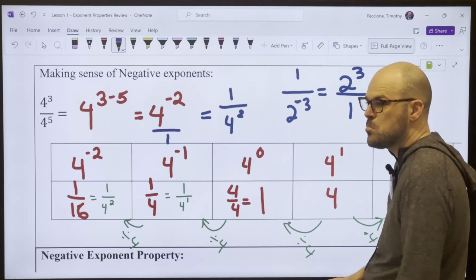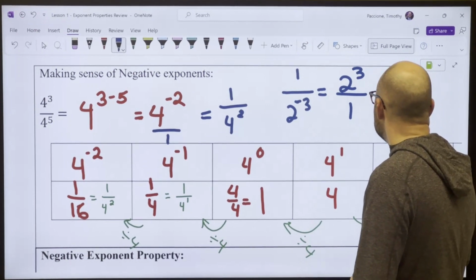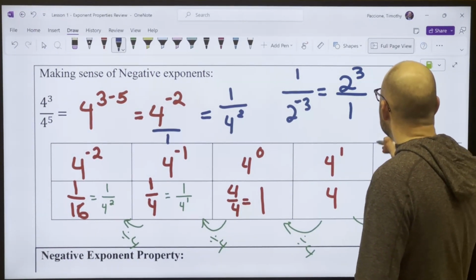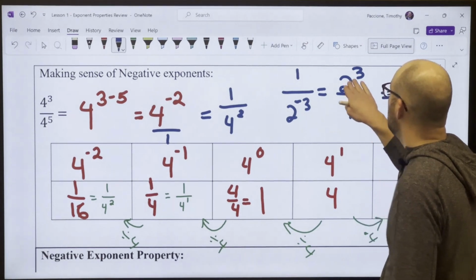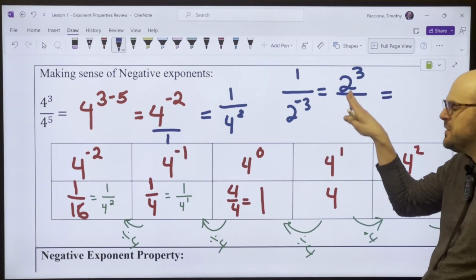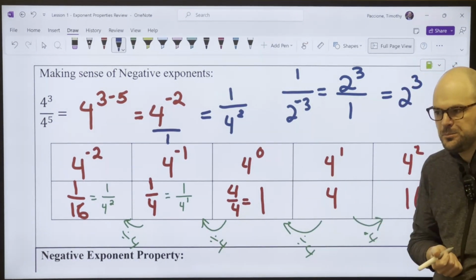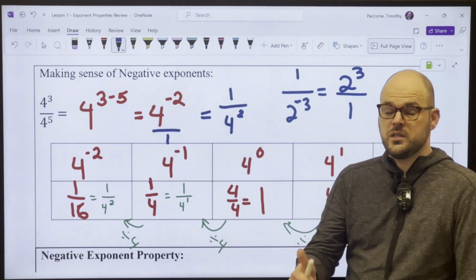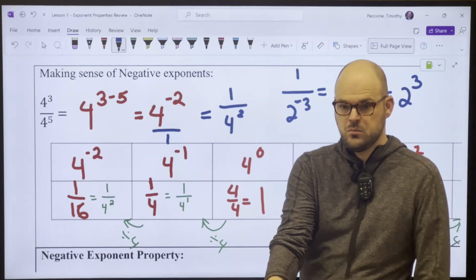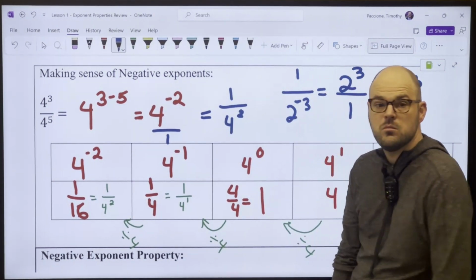But then couldn't it just be 2 to the 3rd? Yes, exactly. So I was showing the floor movement, but then if you have 2 to the 3rd over 1, you'd say that's just 2 to the 3rd, right? So switch your floors and you become positive. Make sense? Okay, go ahead and do those problems.